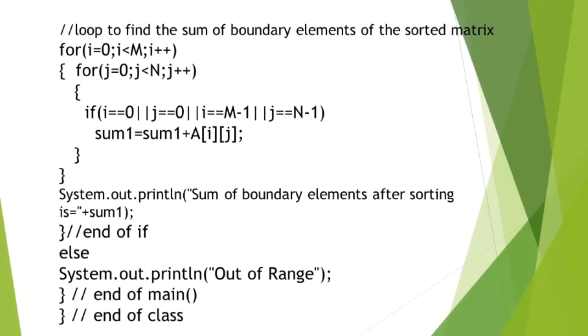They will be printed. Now, after this comes the end of if. That means if m and n are within the range 2 and 8, only then all this is to be executed. Otherwise, it will go to the else part and print System.out.println out of range. This message will be printed if the values of m and n are not within the range. So this is how the third question, which was asked in the practical exam of 2021, is done. I will show it to you practically now.